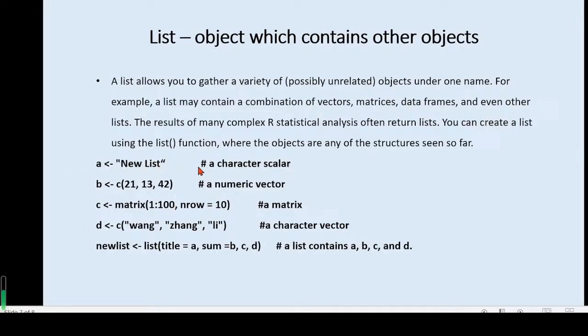objects. This is a character scalar, this is a numeric vector, this is a numeric matrix, 100 values, this is a character vector. So we can create a list combining all this information using the list function. Then inside we assign A to an element called title in the list. Then we assign B to an element called sum. So title is a scalar, and sum is a character vector for B, and C and D are also put in the list.